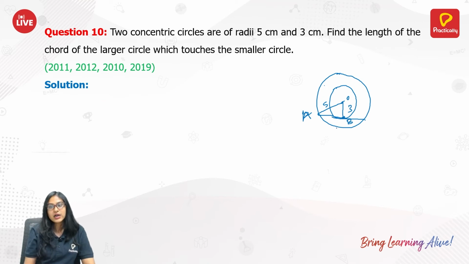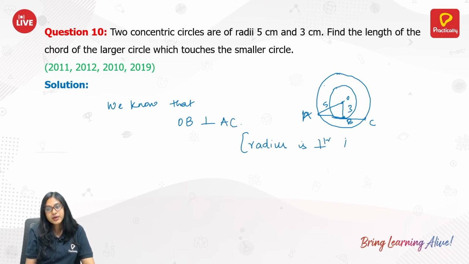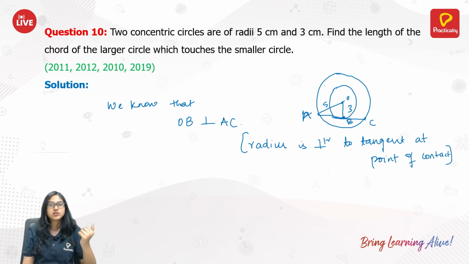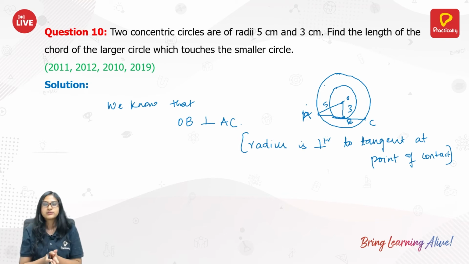So, we know that the radius is perpendicular to chord. Okay, let me just write this as C. So, OB is perpendicular to AC. Why? Give the reason. Radius is perpendicular to the tangent drawn at point of contact. Now you might be wondering, ma'am, you just told chord. Where did this tangent come from? If this is the chord to the bigger circle and it is touching the smaller circle, for the smaller circle it is a tangent only, right?